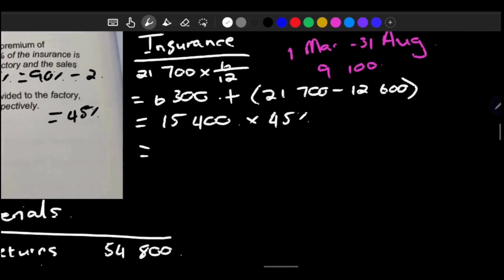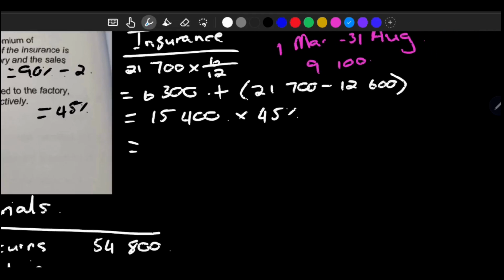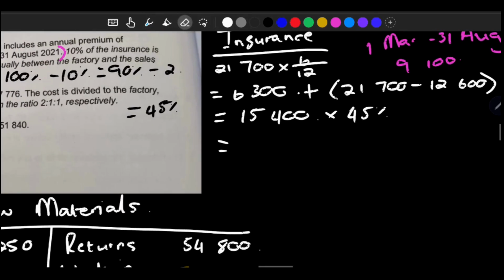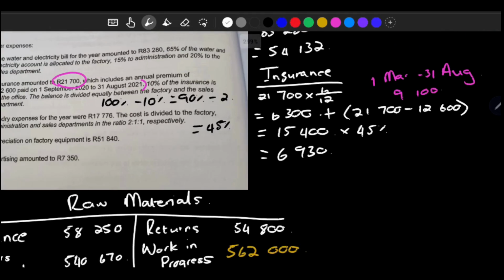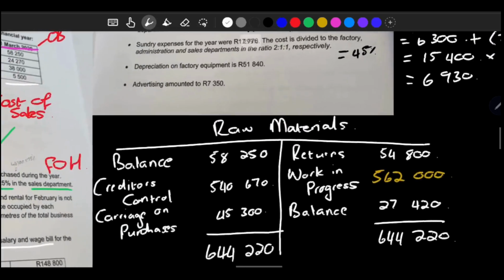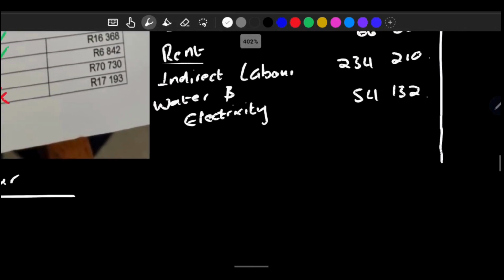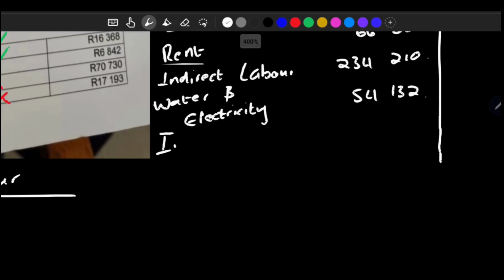You can say 45%, or alternatively you could say 45 over 100. Same thing, as long as you get to the right answer, right? What we get there is 6,930. That is your answer. So that is the insurance that goes towards factory for this financial year. And we come back here and say insurance of 6,930.